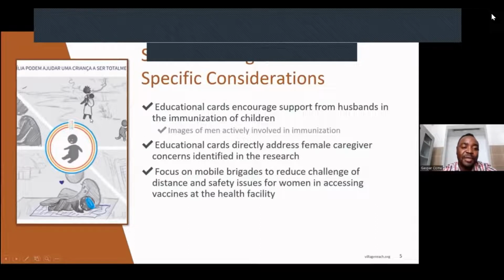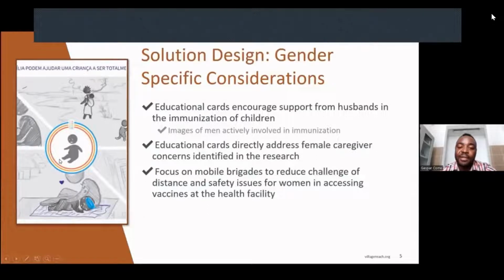It's still a prototype. We are expecting that by the end, this card will be more colorful and will reflect images of men supporting, and how men can also support the immunization of the child and their family. Also, the educational parts will directly address female caregivers' concerns identified in the research phase. We are also using our solution implementation to focus on mobile brigades to reduce challenges of distance and safety issues for women in accessing vaccines at the health facilities.